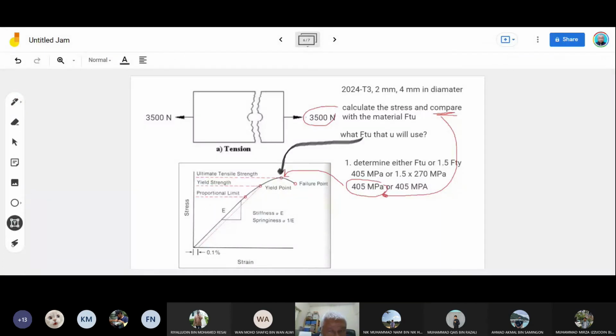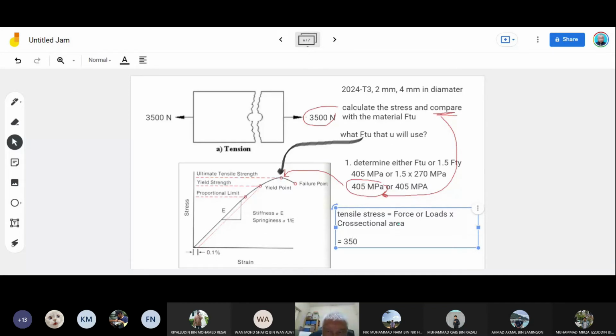And then how to calculate? Any question? No? Okay. Calculate the net tension stress, tensile stress, equal force or load, divided by area, cross-sectional area. So cross-sectional area of this.